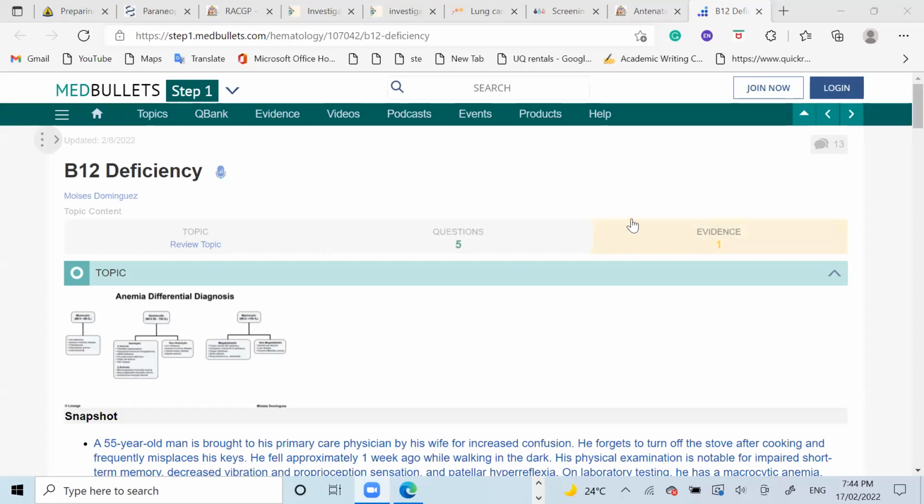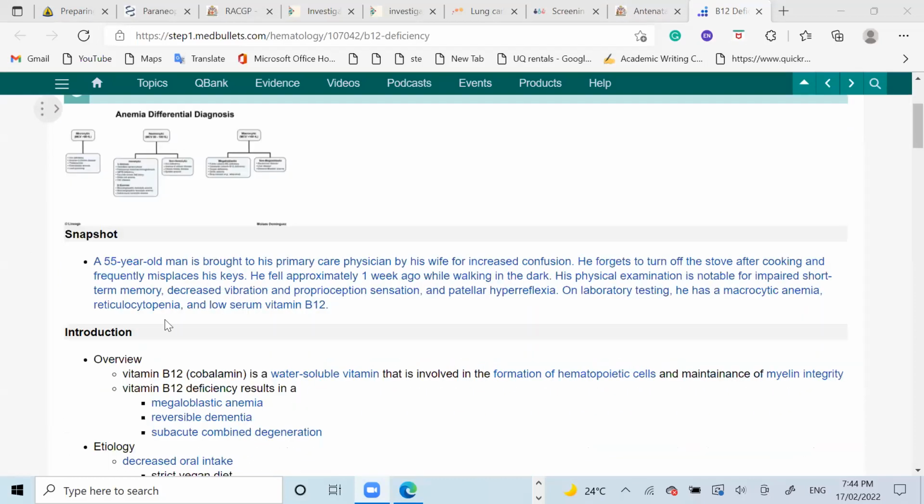So you can just write the name of the topic and write Med Bullets in your Google search box. Always give a scenario. So listen over here. A 55-year-old man is brought to his primary care physician by his wife for increased confusion. He forgets to turn off the stove after cooking and frequently misplaces his keys. He fell approximately 1 week ago while walking in the dark. His physical examination is notable for impaired short-term memory, decreased vibration and proprioception sensation, and patellar hyperreflexia. On lab testing, he has macrocytic anemia, reticulocytopenia, and low levels of vitamin B12.